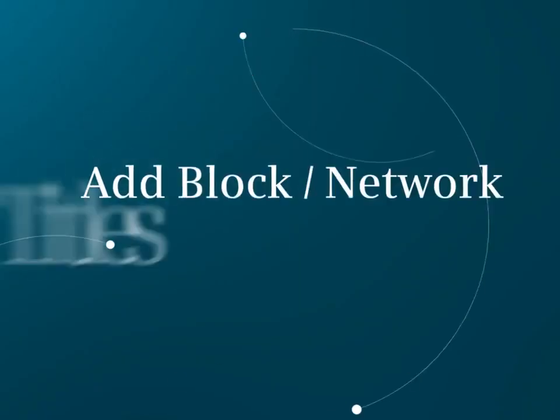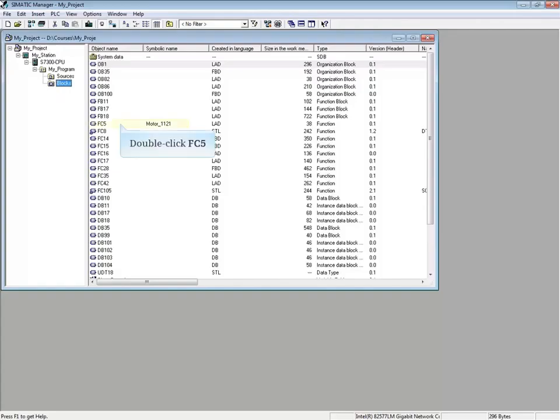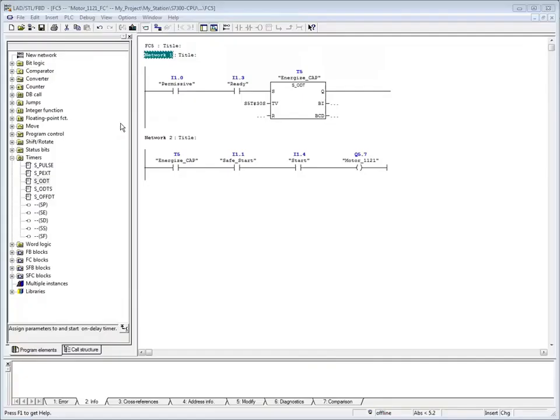This video demonstrates how to add block titles and comments as well as network titles and comments. Open the FC5 block. First, we will add a block title and some network titles. Click in the block title field. We will add the title Start Motor 1121.